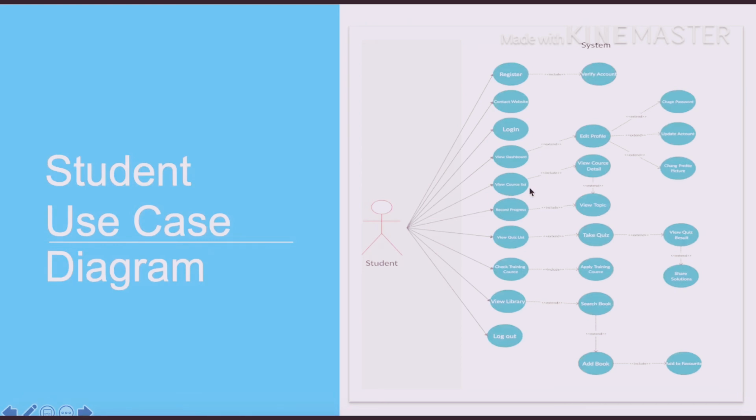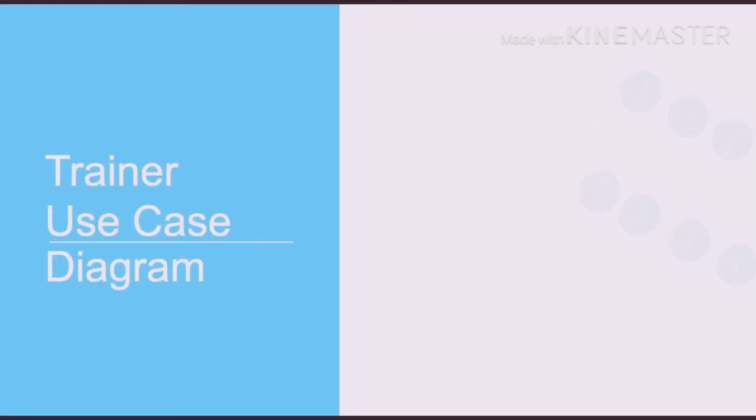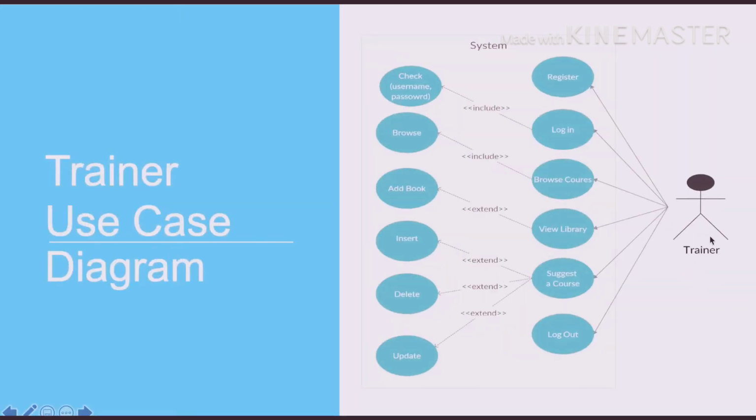If he wishes to view a course, he can view the course, but he has to view the course details. He can check the training course if there is one, but he must apply to that training course. The first secondary actor of the system is the trainer or teacher actor. He can do several things with the use cases. Let's say he can suggest a course for the website.